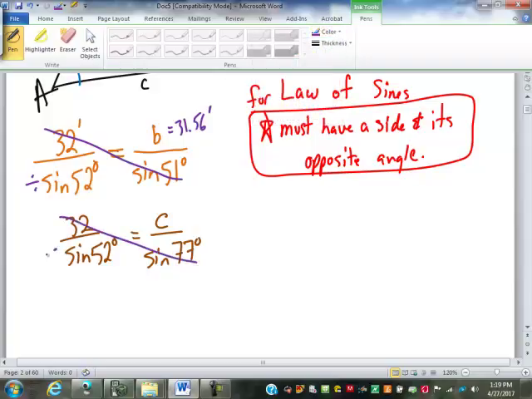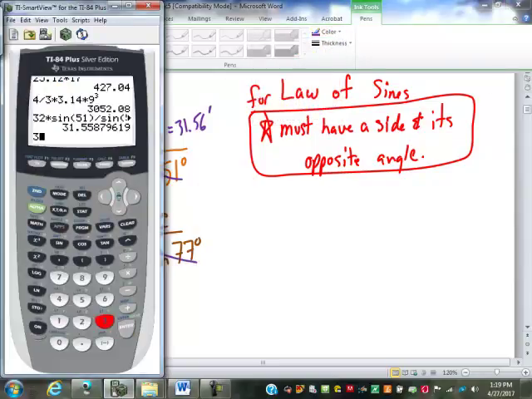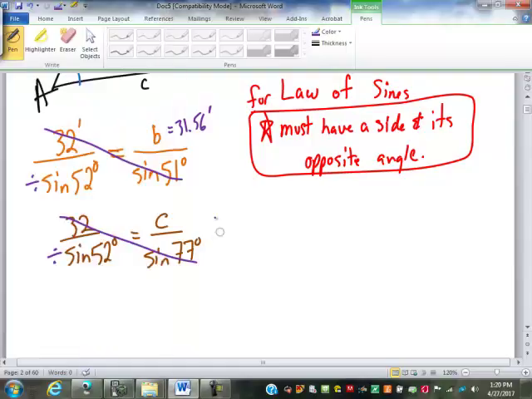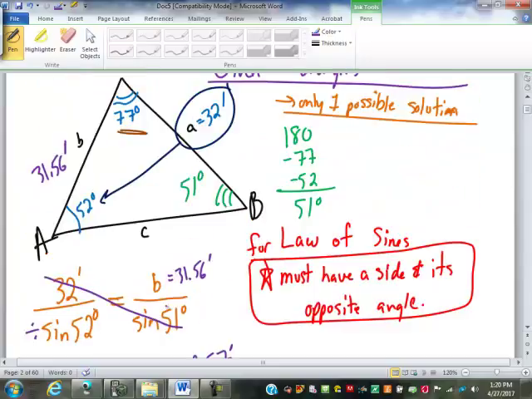Cross multiply and divide. 32 times sine of 77. Make sure you close that parentheses again. Divided by the sine of 52. 39.57. Which makes sense. That is considerably larger than the others. That angle is considerably larger.